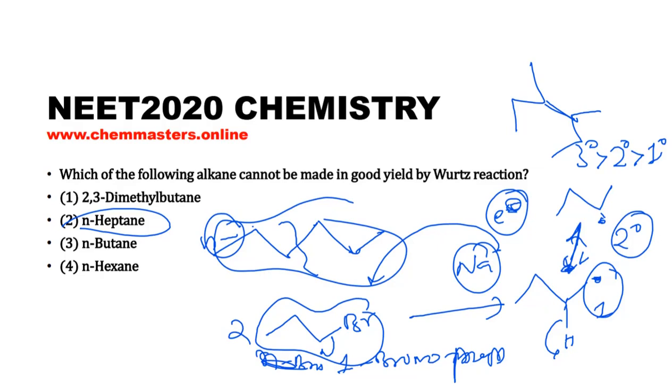So that's why the correct one is the second option, because the n-hexane yield is not in high amount when we synthesize it through the Wurtz reaction, because other products can be produced.